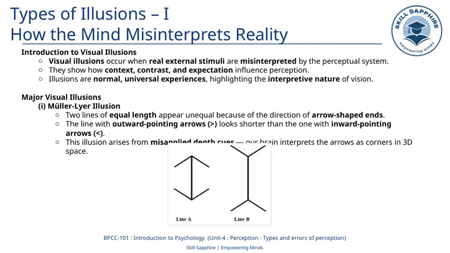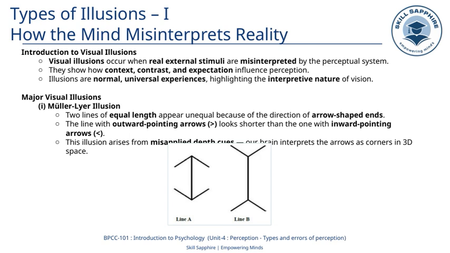Let's take a closer look at some of the major visual illusions, starting with the Müller-Lyer illusion. Have you ever noticed how two lines of equal length can appear different? Well, this illusion happens because of the way our brain interprets the direction of the arrow-shaped ends at the tips of the lines. One line has outward-pointing arrows like this, and the other has inward-pointing arrows. Even though they are the same length, the line with outward arrows, which looks like the corners of a box receding into space, seems shorter.